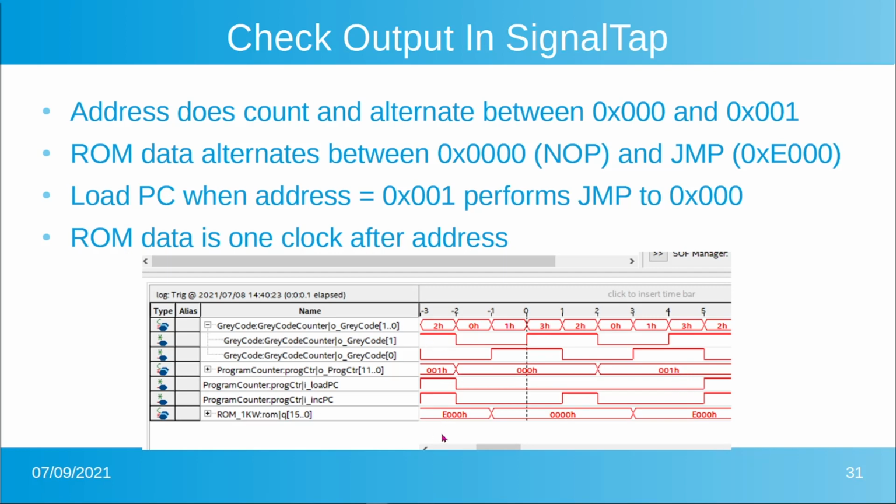The other thing we can do here is note that although the program counter started here at 0, the data isn't available till a clock later. Mentioned this a few times. The ROM file is registered off the address going in, so it won't see that new address until this clock later.